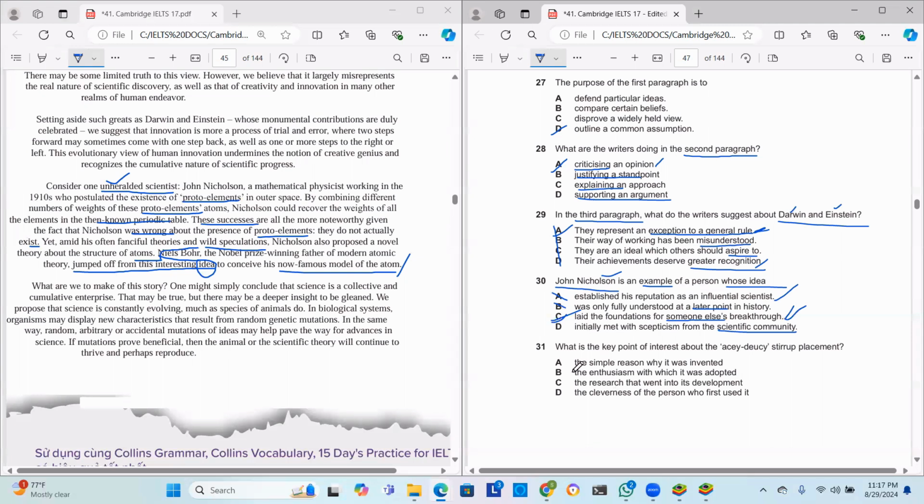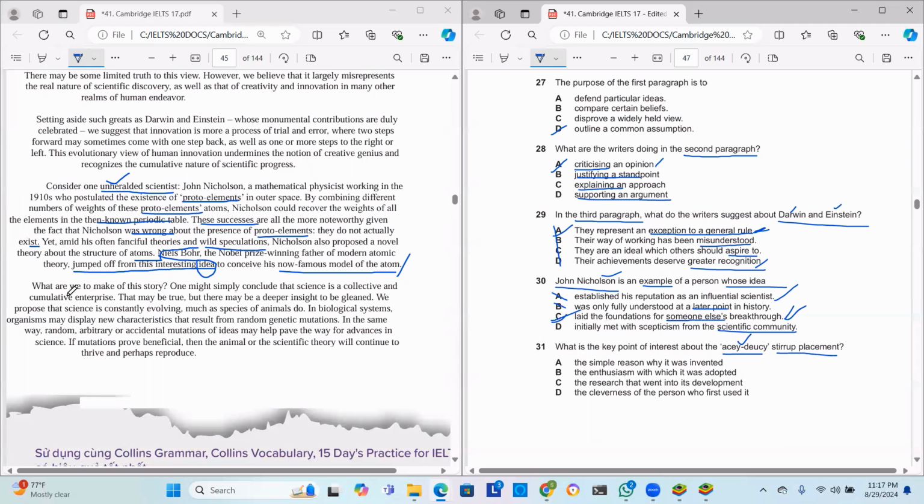Now, let's move to the 31st question. What is the key point of interest about the AC-DC stirrup placement? Okay, he's talking about some AC-DC. So where is this word? So let's not waste any time and let us jump to that word.